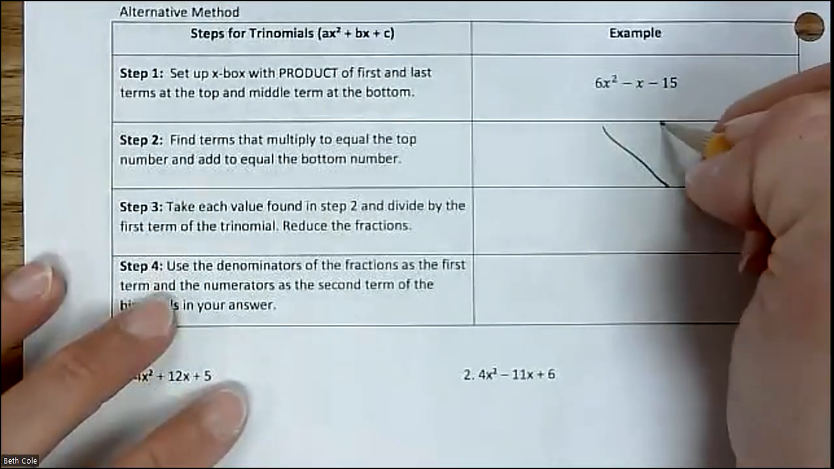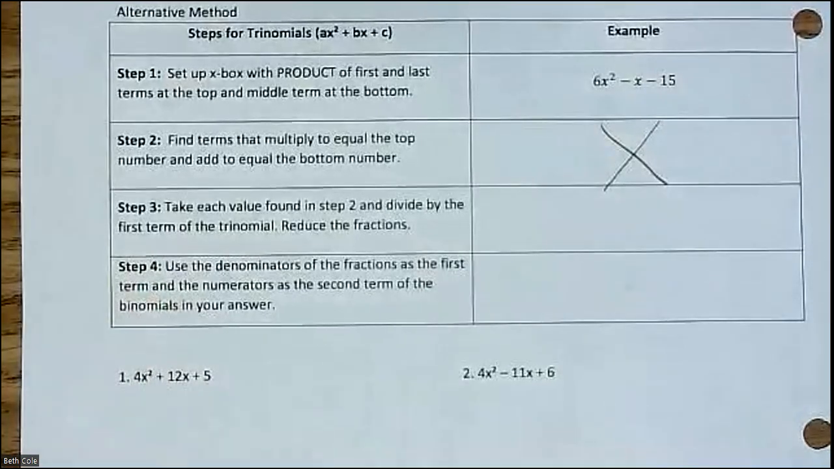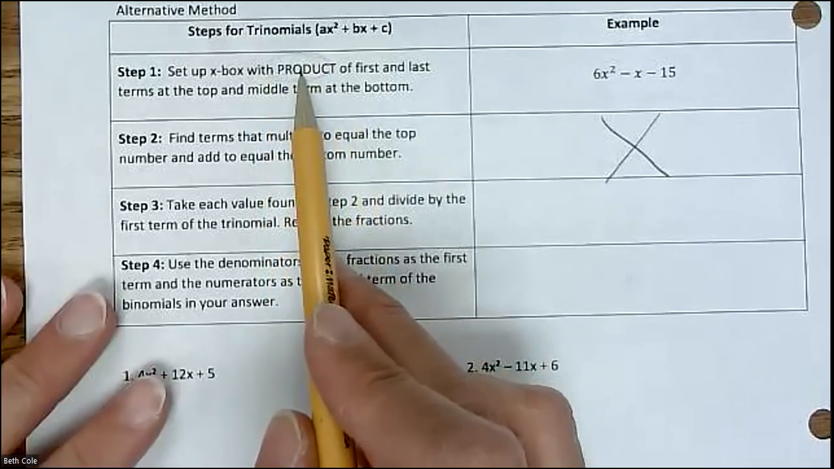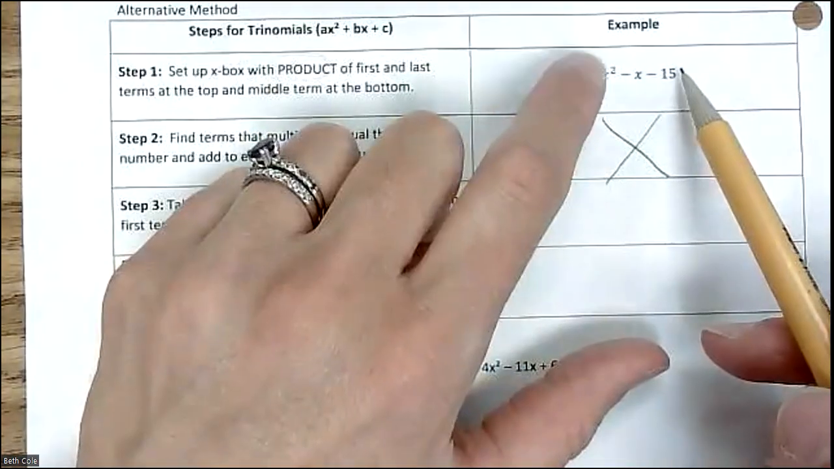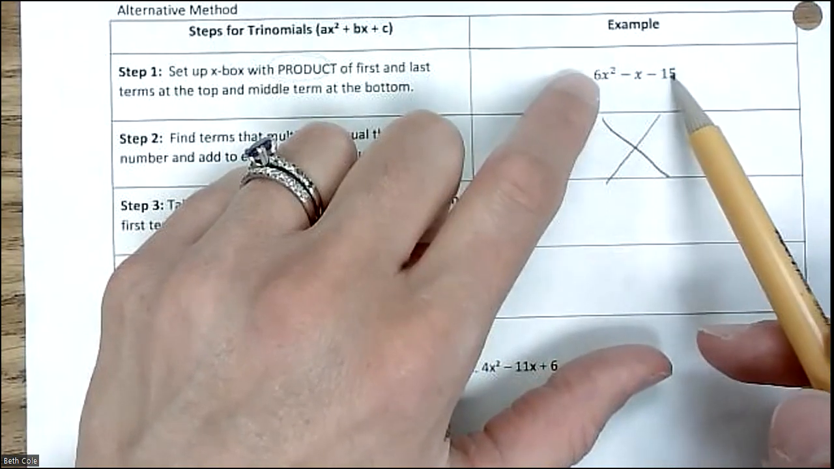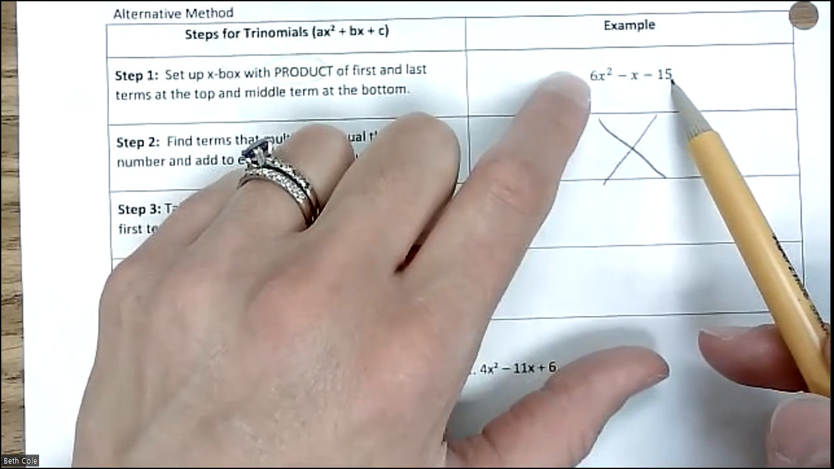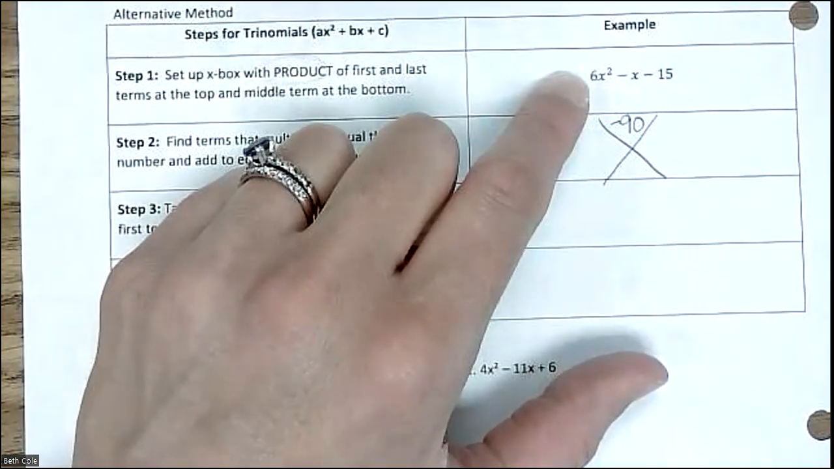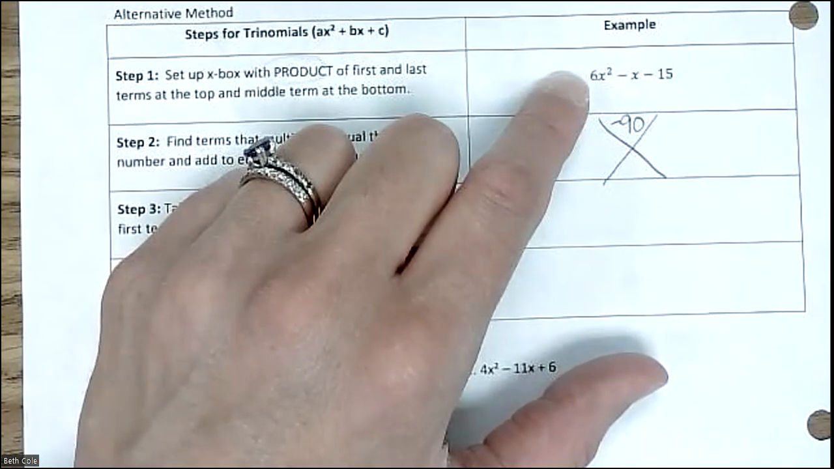Now you're still going to do an X box, but the number that goes on the top is the product. And what does that mean? Multiply. You're going to multiply the first and the last number. So you're going to multiply these two together. So 6 times negative 15 will be negative 90. So you just multiply those and then proceed as normal.